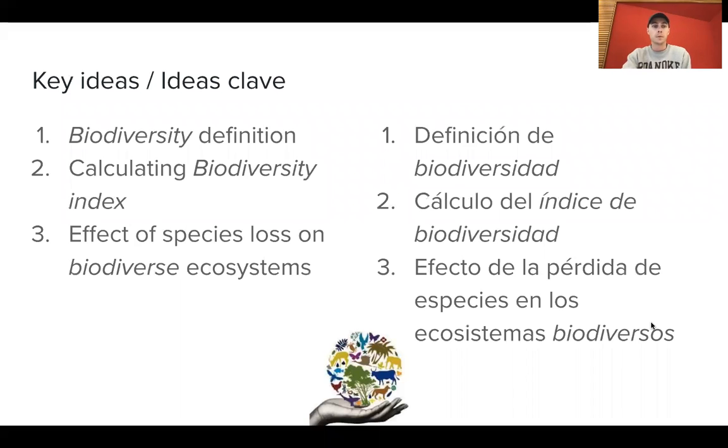So to review, there are 3 key ideas with biodiversity we're going to examine, or I'm going to talk about in this video. First, the definition of biodiversity. Second, how we calculate the Biodiversity Index. This is what we did with that bead activity when we were counting the species in the different beakers. And 3, we're going to look at what's a little more detailed for the key ideas, but important, how losing a species can affect an ecosystem, particularly biodiverse ecosystems.